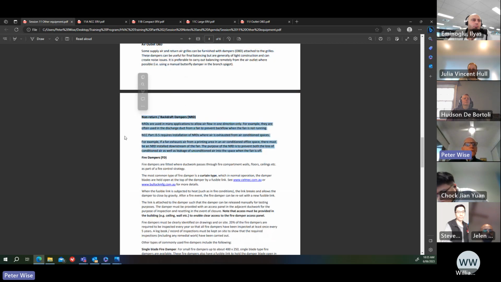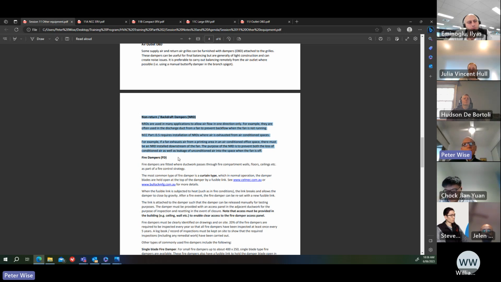Non-return dampers or backdraft dampers are used in many applications to allow airflow in one direction only. For example, they're often used in the discharge duct from a fan to prevent backflow when the fan is not running. The NCC Part J 3.5 requires installation of NRDs when air is exhausted from air-conditioned spaces. So this is important to be aware of.